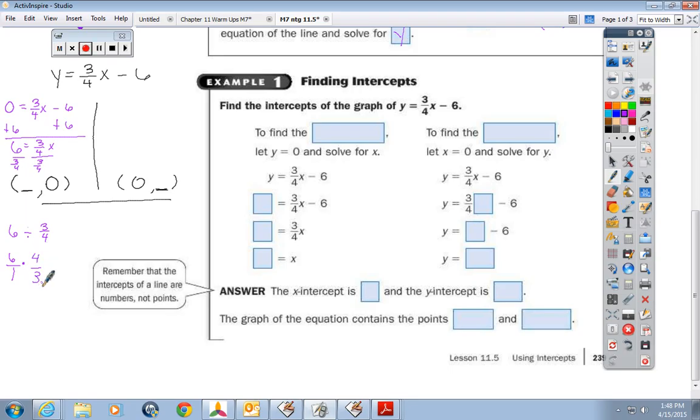And then here we can simplify before we multiply, because both 6 and 3 can be divided by what? 3, right? Because 3 divided by 3 is 1, 6 divided by 3 is 2. And now we're just left with 2 times 4. What's 2 times 4? 8. So when I replaced y with 0, x was 8. Now I have an ordered pair. What is my ordered pair? 8, 0. And I'm going to graph that here in a second. I'm not going to graph it right now.